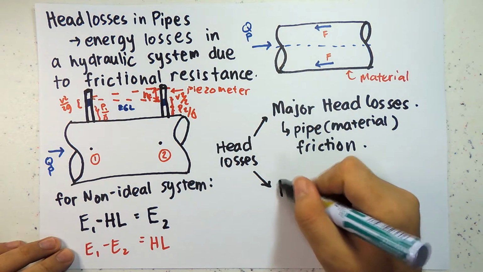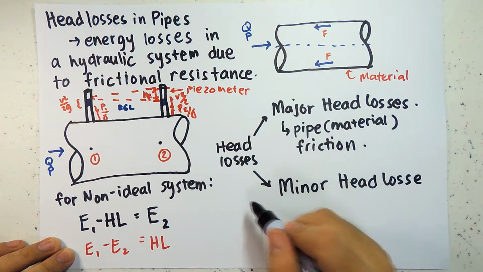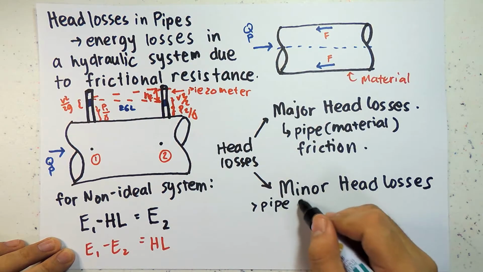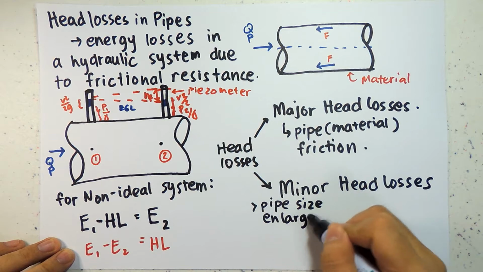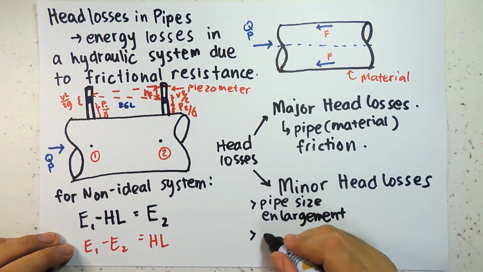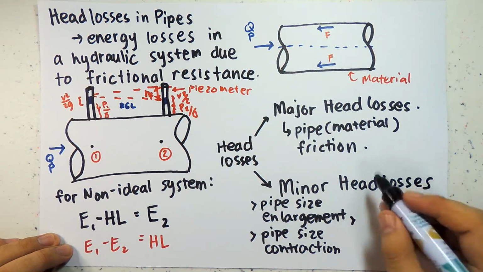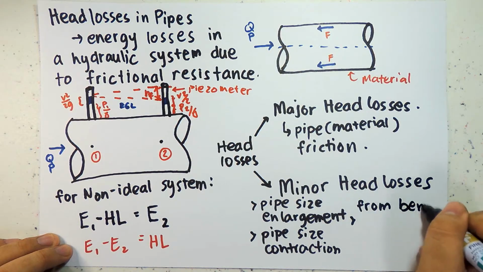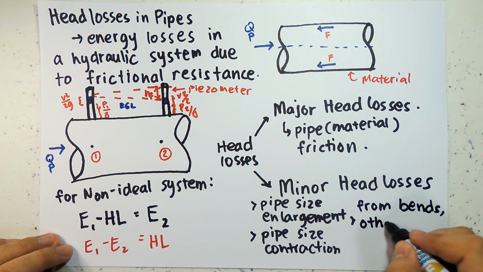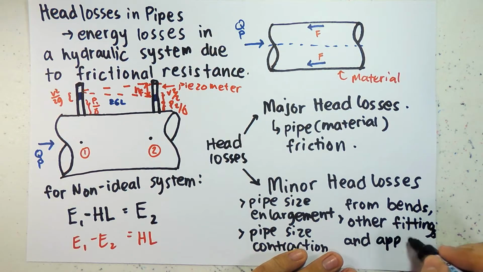So, sunod naman ay yung minor head loss. So, yung minor head loss naman ay yung mga head losses na caused by other components in the system rather than pipes. So, usually, yan ay caused by pipe size enlargement, pipe size contraction. Kasi sa isang hydraulic system naman ay hindi naman yan uniform lang yung magiging pipe sizes. So along the run ay hindi natin maiwasan na mag-reduce or mag-increase ng pipe size. So another cause ng minor head loss ay from fittings, no? Gaya ng bends, T, and other kinds of fittings and some components and appurtenances gaya ng iba't ibang klase ng valves.